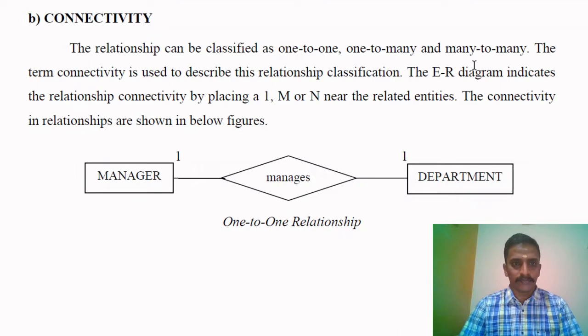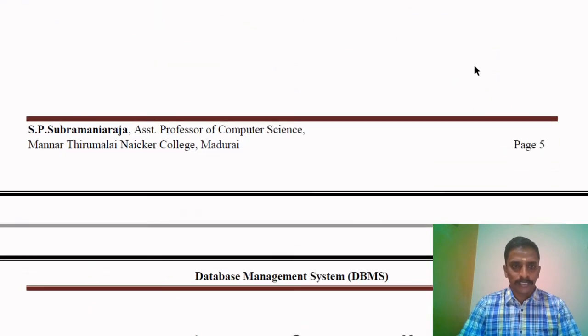Next, the connectivity. The connectivity in a relationship can be classified into three types. They are one-to-one, one-to-many, and many-to-many. The term connectivity is used to describe the relationship classification. Here, for the one-to-one relationship, the manager and department have the relationship manages. One manager and one department. So this is a one-to-one relationship.